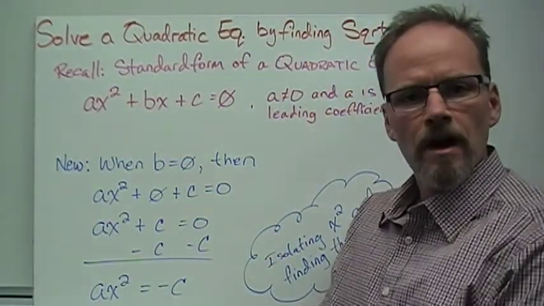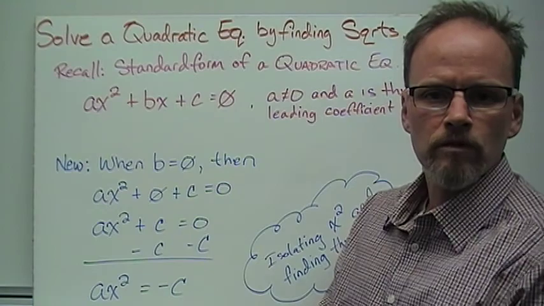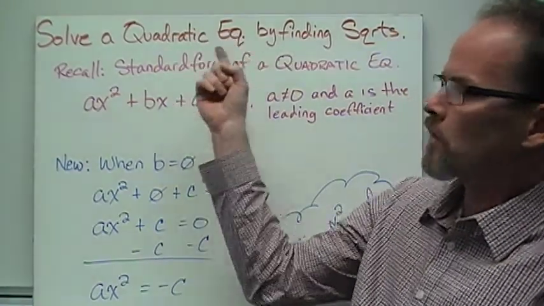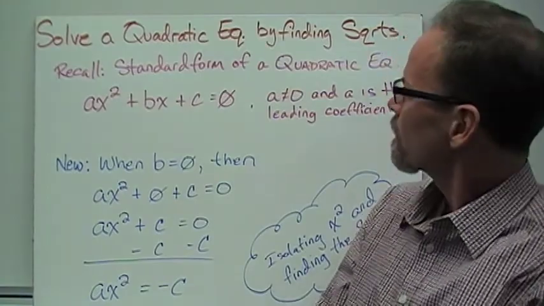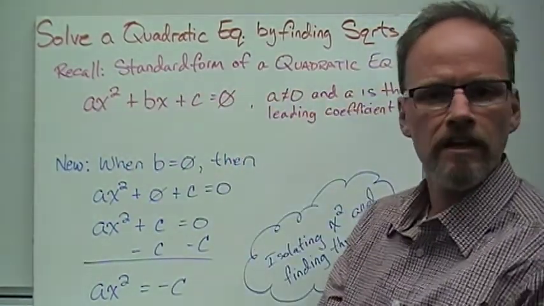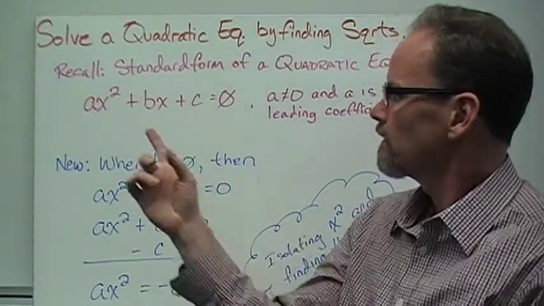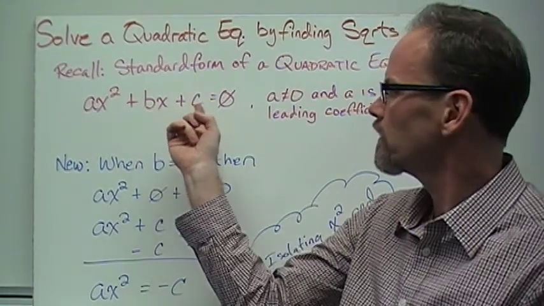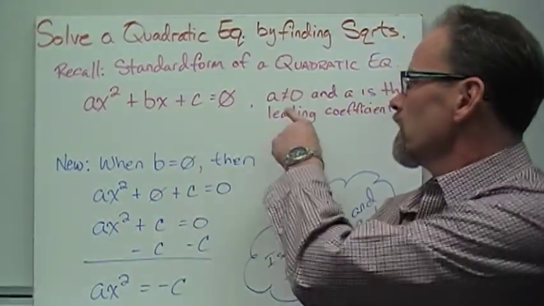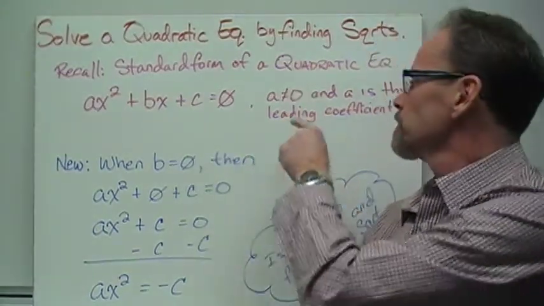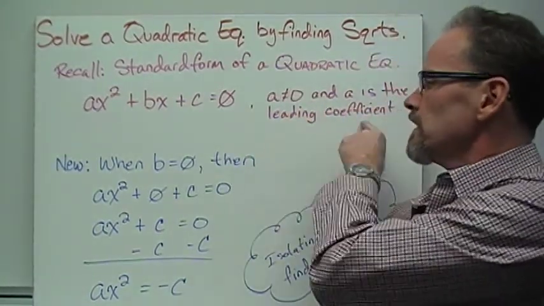All right. The last video we worked with square roots. Now we're going to use those square roots to help us solve some quadratic equations. I want you to recall the standard form of a quadratic equation. What does it look like? It looks like ax squared plus bx plus c equals 0. And the important thing is that a does not equal 0, and a is also the leading coefficient.